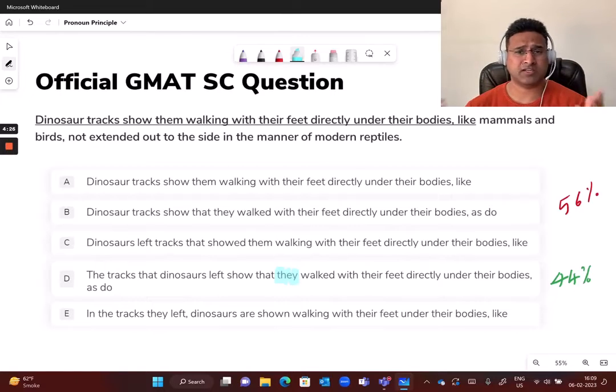We all know that the GMAT is a little iffy when it comes to pronouns. So sit up and take note, because I'm now going to discuss the rule which is going to solve all your problems when it comes to pronouns. Let's take a look.